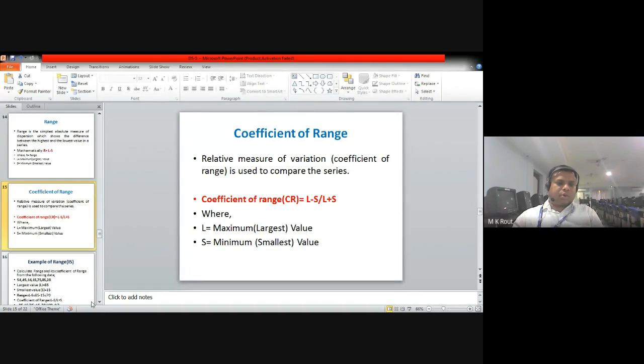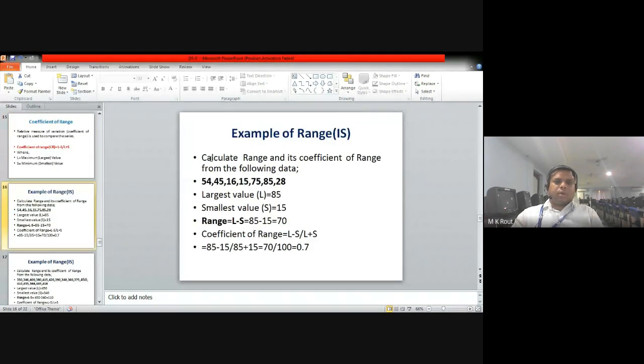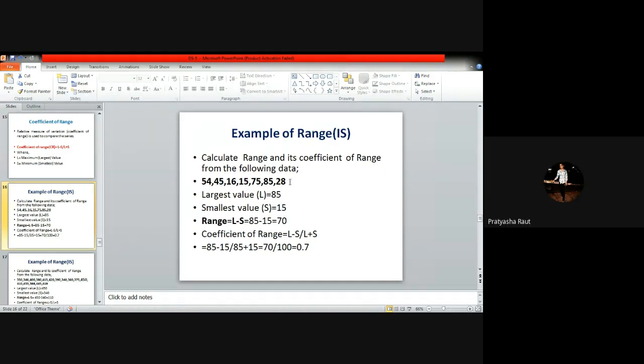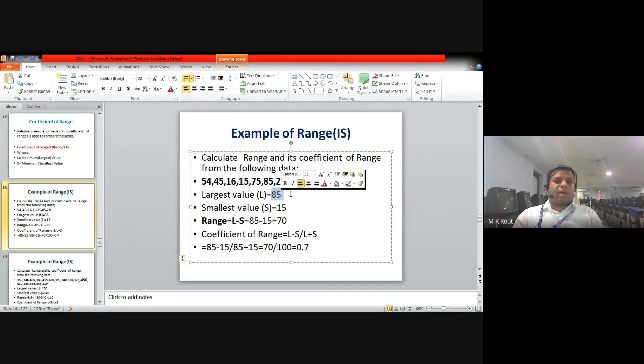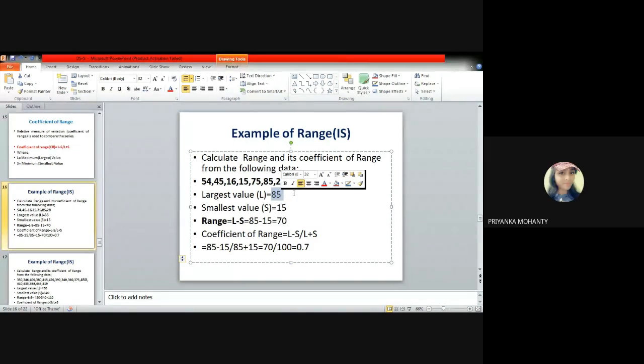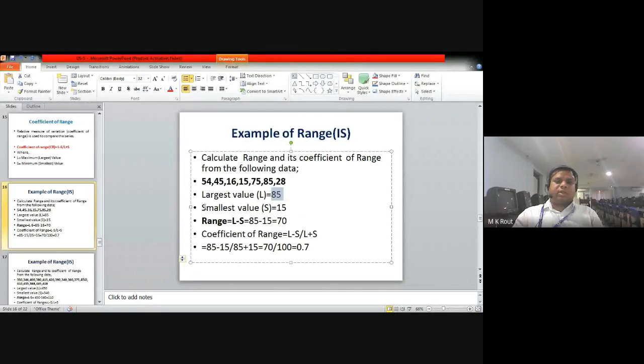Moving to the next one. Suppose we have the following example. Calculate the range and its coefficient of range from the following data. We have 54, 45, 16, 15, 75, 85, and 28. So which one is the highest value from this given data? Sorry, 85. 85 is the largest value, so L stands for 85. So which one is the lowest value? 15. The lowest value S is 15 from the given data.